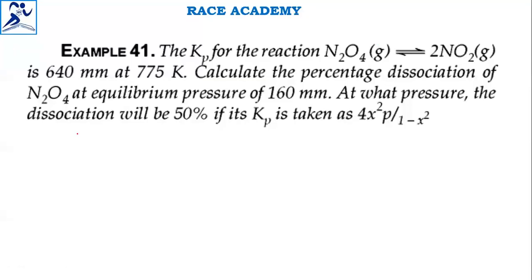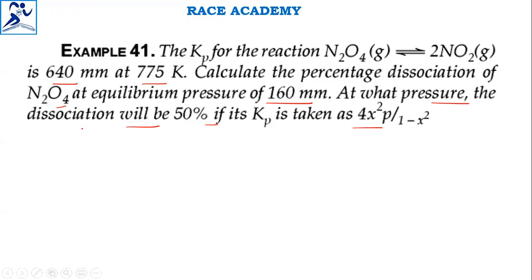See the next question. The Kp for the reaction N2O4 in equilibrium with 2NO2 is 640 millimeters at 775 Kelvin. Calculate the percent dissociation of N2O4 at equilibrium pressure of 160 millimeters. At what pressure will the dissociation be 50%? If its Kp is taken as 4x square into P by 1 minus x square.